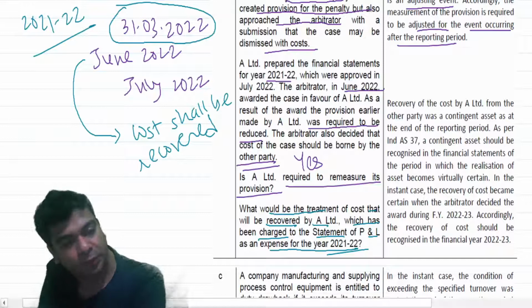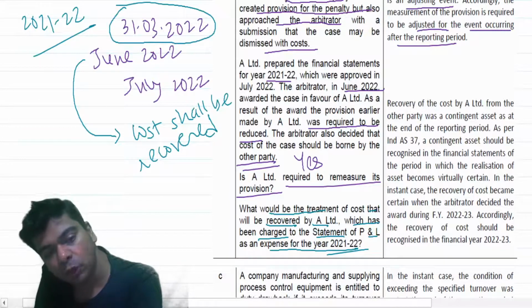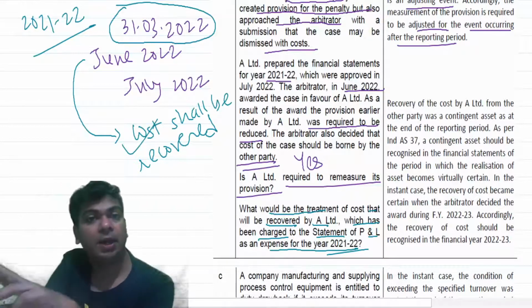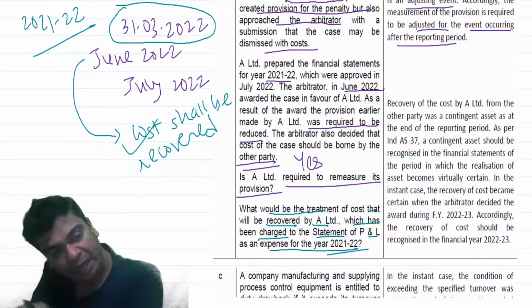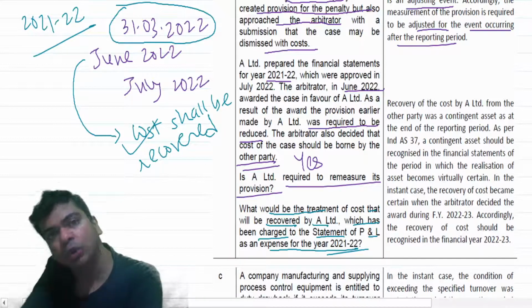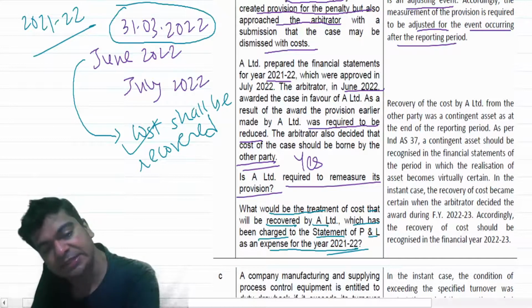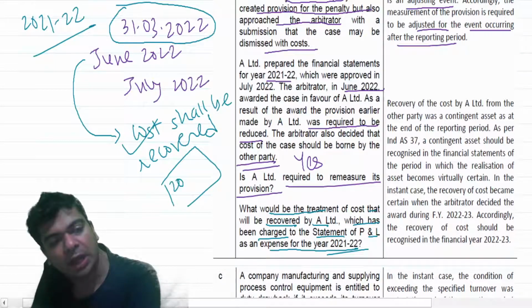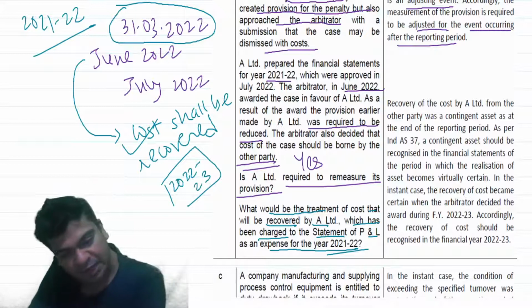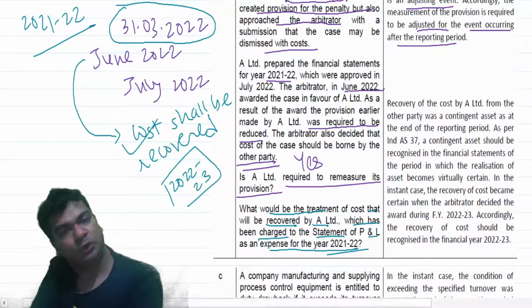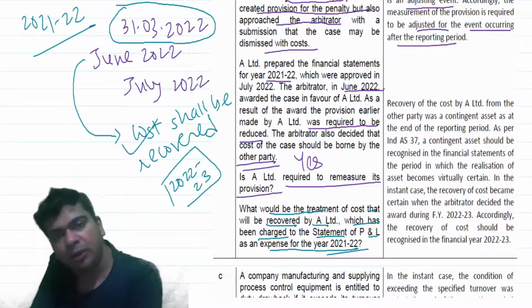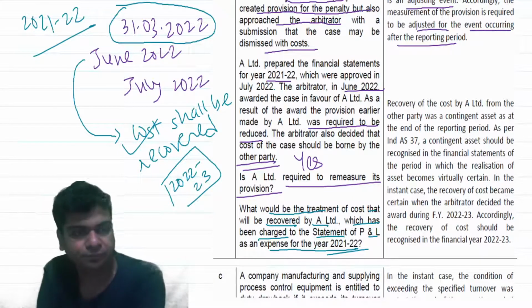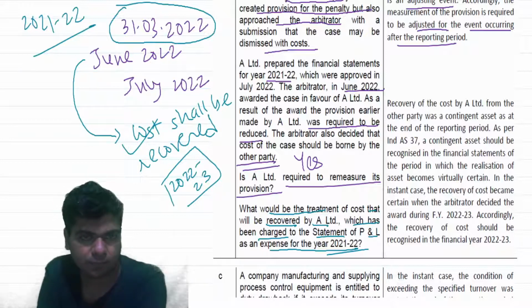Although in June you know that cost will now be recovered, virtual certainty was established in which year? Virtual certainty of collection got established in June 2022. That means it has got established in the year 2022-23. So it is in the next year that you will be able to report this as an item that you are going to collect.